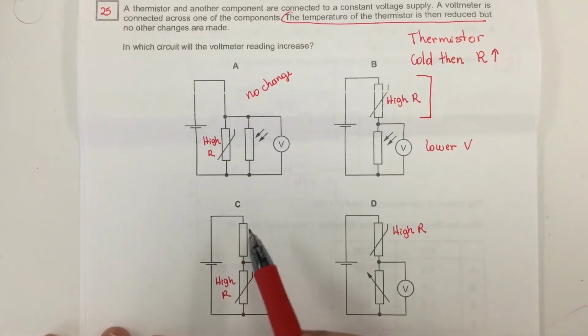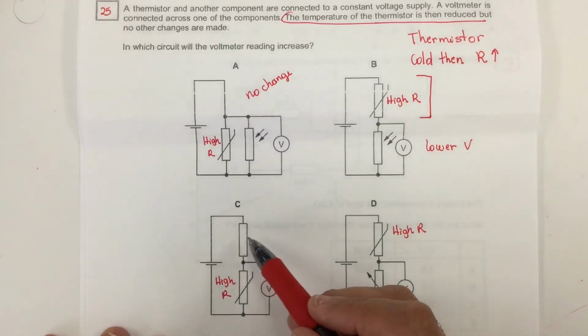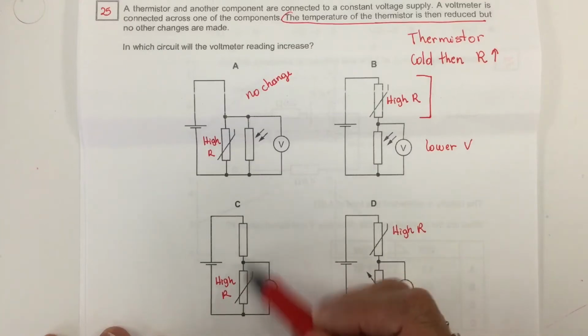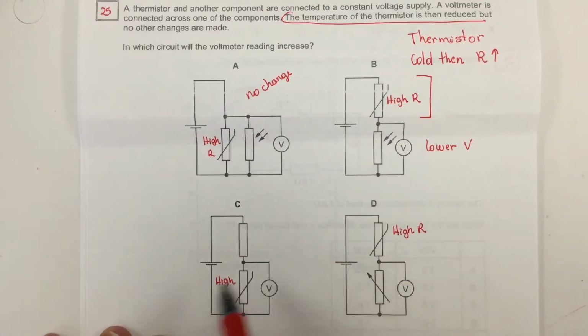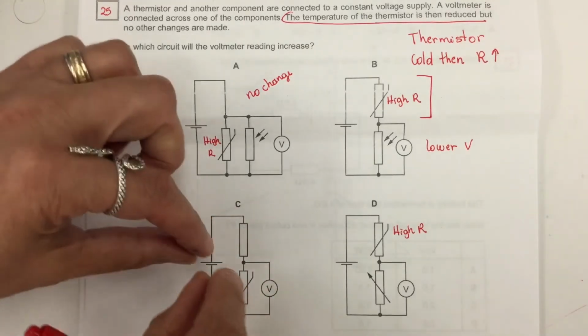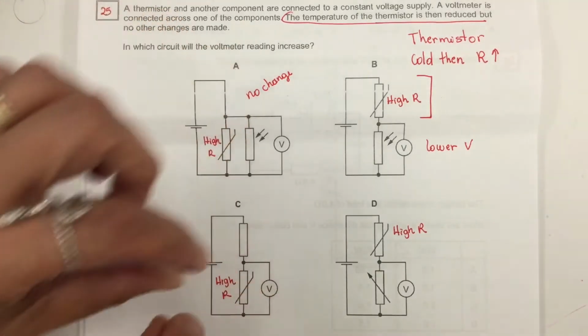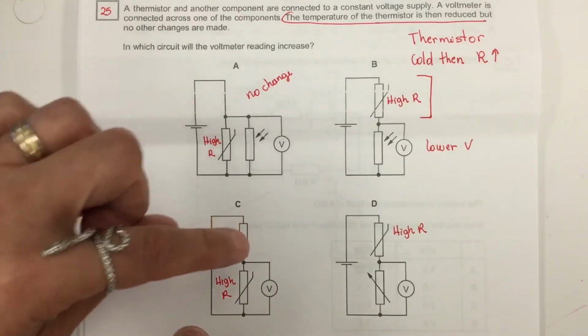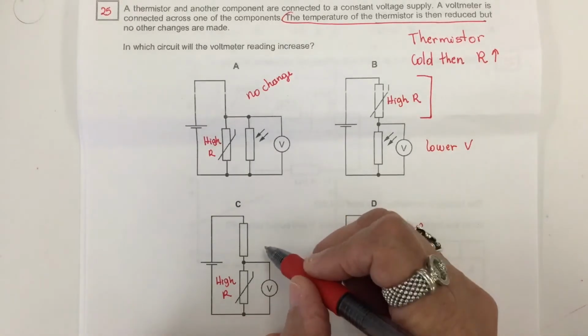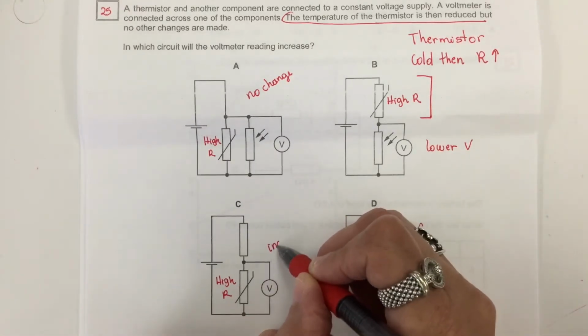Circuit for option C. Now we have a fixed resistor connected to a thermistor. They are in series. So what is happening is the voltage is going to be shared between those two components. No changes here. And this one here, the resistance has increased, so the voltage here should be higher. So in this case, the reading increases.